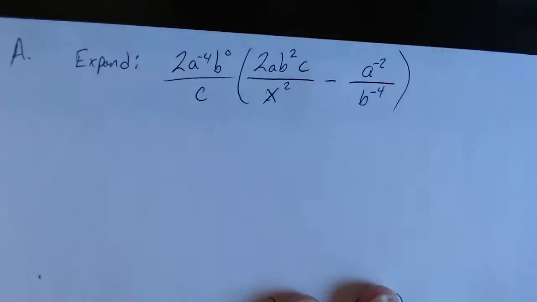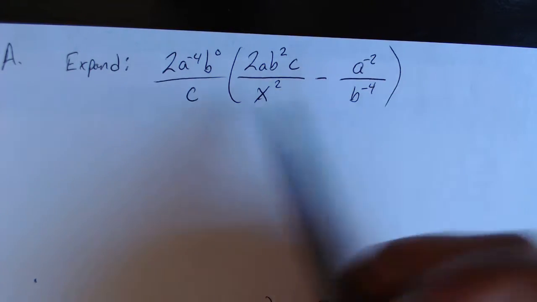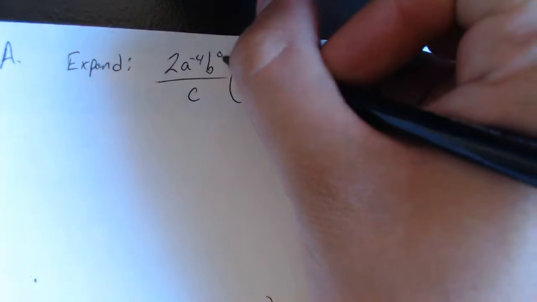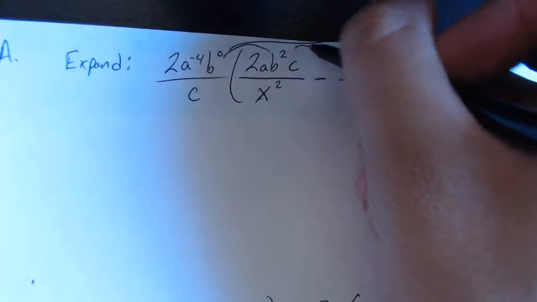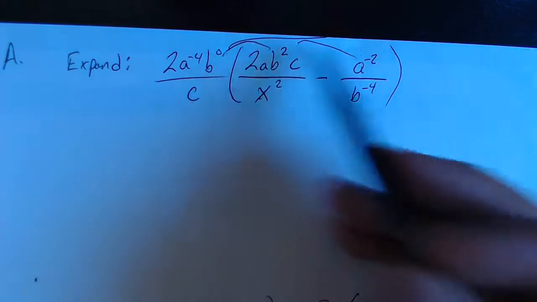Distributive property is very simple. If you have one polynomial outside of a set of parentheses, you multiply that polynomial by each individual polynomial inside the parentheses. So we'll take this times this and then multiply it by that.